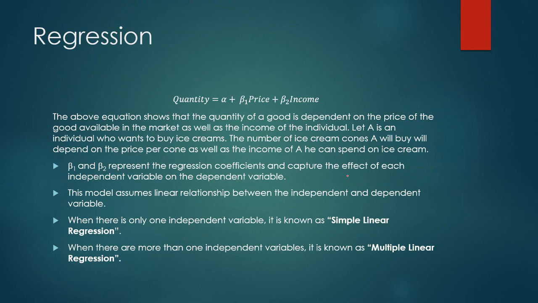Alright, just to understand what exactly this equation means, we'll try to understand what betas and alphas are. Beta 1, beta 2 represent the regression coefficients, including alpha. So alpha is known as the intercept, whereas betas are known as the slope coefficients. And this is a model which assumes linear relationships. So remember, this cannot model a non-linear relationship that we have seen.